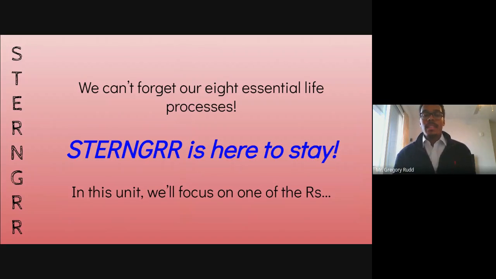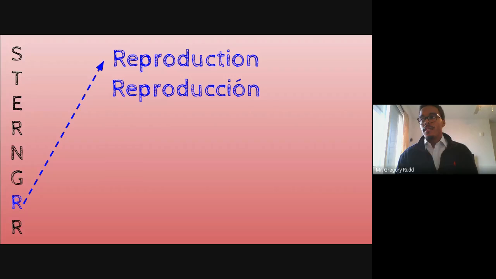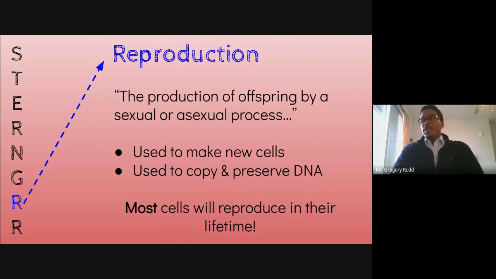So we're going to keep coming back to the Sterninger processes. This was a concept that we introduced in Unit 0, but it really is our guiding light for the entire course. Sterninger is so important. It allows us to capture the 8 essential life processes. In this unit, we're going to focus on one of the R's specifically. We're going to focus on reproduction. Reproduction is the production of offspring by a sexual or asexual process.